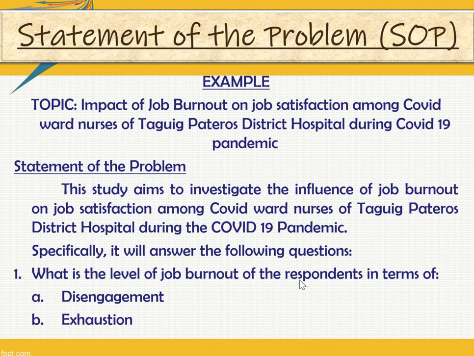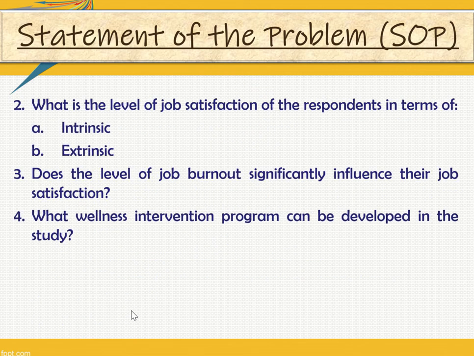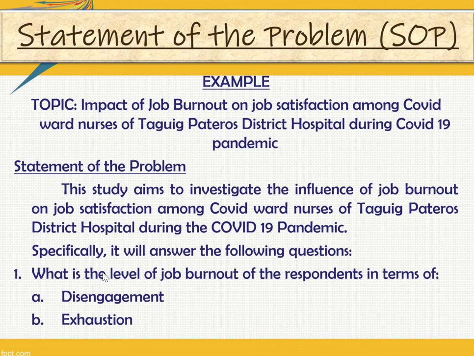So, number 1, this is the first SOP. What is the level of job burnout of the respondents in terms of letter A, disengagement. So, pinapakita yung major variable and the sub-variables. No? A, disengagement. B, exhaustion. And then SOP number 2, what is the level of job satisfaction of the respondents in terms of intrinsic and extrinsic. Number 3, does the level of job burnout significantly influence their job satisfaction? And then number 4, what wellness intervention program can be developed in the study? So these are the specific questions of this topic. And that is how you formulate your SOP.